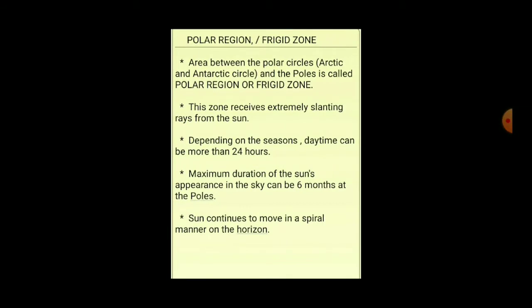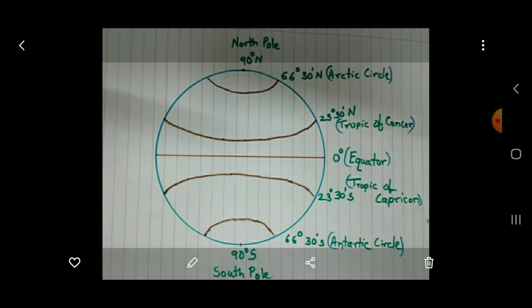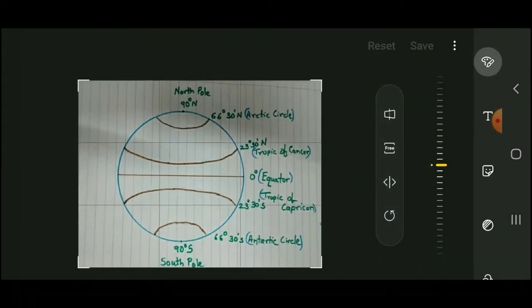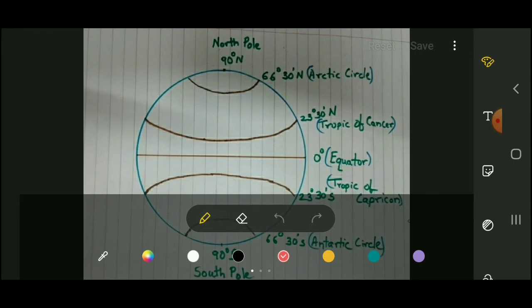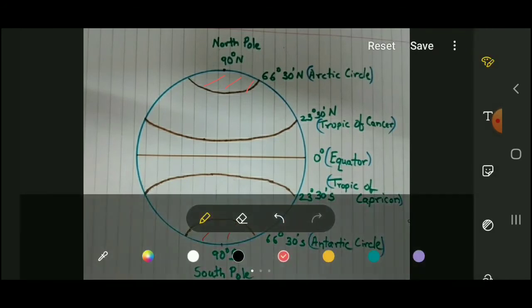Let us understand what the polar regions or the frigid zones are. The area between the circles and the poles, that is the Arctic Circle and the North Pole, and the Antarctic Circle and the South Pole, is called the polar region or the frigid zone. Let us see the marking of this area. This particular area is called the polar region or the frigid zone. Here the sun rays are extremely slanting, which means it receives very little heat from the sun.